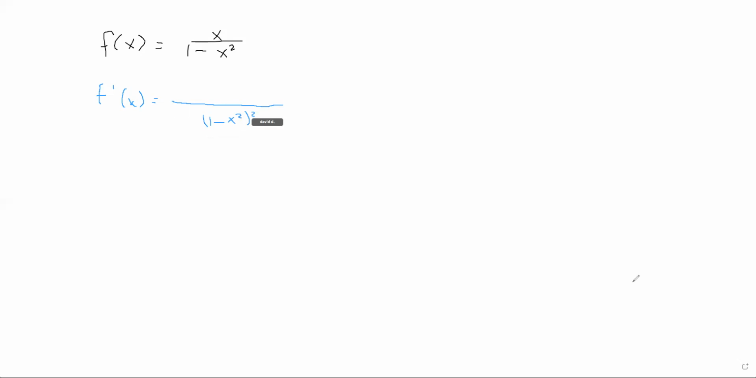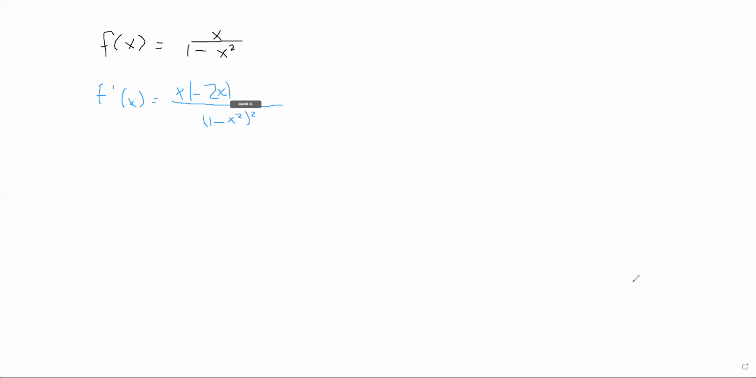And then on the top, you have this one. It's pretty much like the product rule, only you're subtracting. It's exactly the same as the product rule, but you're subtracting, and it goes in the numerator. So it's going to be x, and then the derivative of 1 minus x squared. And then when we use the sum rule, it just becomes negative 2x.